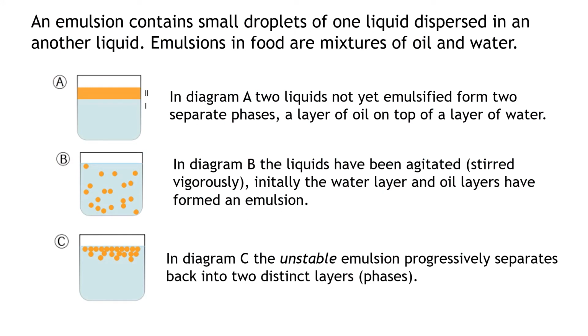An emulsion contains small droplets of one liquid mixed with another liquid. Emulsions in food are mixtures of oil and water. In diagram A, this diagram represents a layer of non-polar oil on top of polar water. If I was to shake this quite vigorously and agitate it, initially the water and oil layers will have formed an emulsion. However, if I leave it for a while, the unstable emulsion progressively separates back into the layer of oil at the top and water at the bottom.